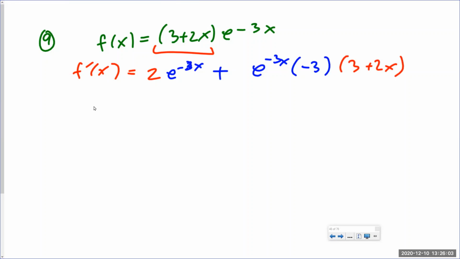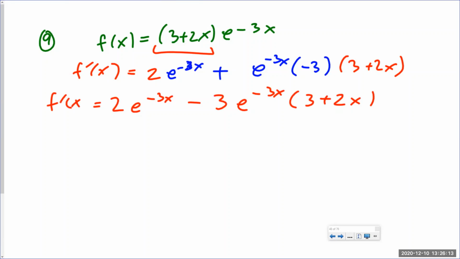All right, I'm going to simplify this. This is 2e to the negative 3x minus 3e to the negative 3x times (3 plus 2x). So this is just the first derivative. I need to find the second derivative. So when I find the second derivative, I have two choices.